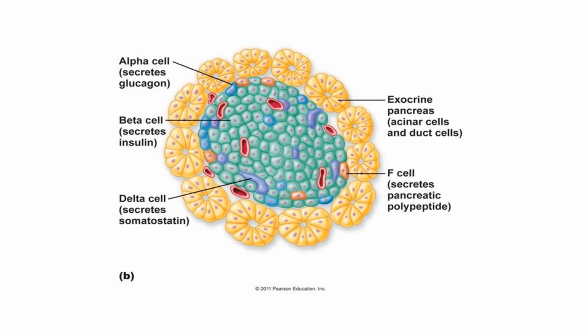Now we see the pancreatic islets and the exocrine pancreas, that is the acinar cells and their duct. This is a duct. Okay, the surrounding part is a duct. Our lecture is based on the endocrine part.